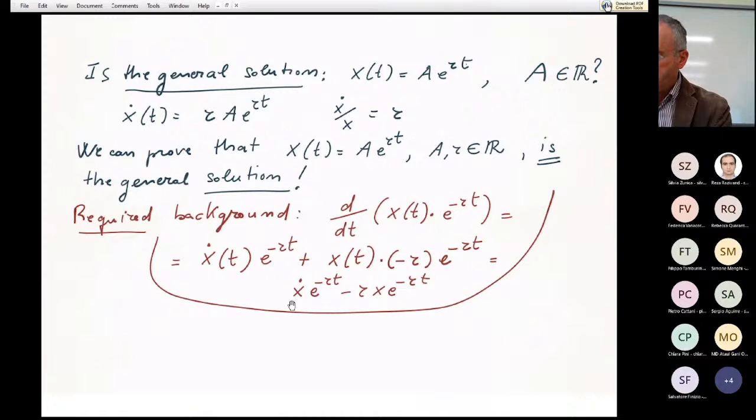Remember this, and now apply the integrating factor method to prove that these types of functions constitute the whole set of solutions.